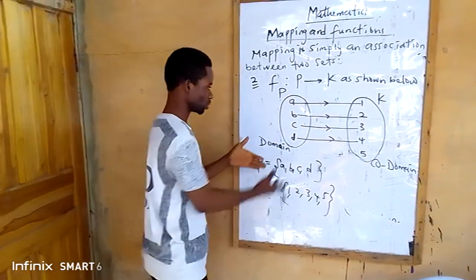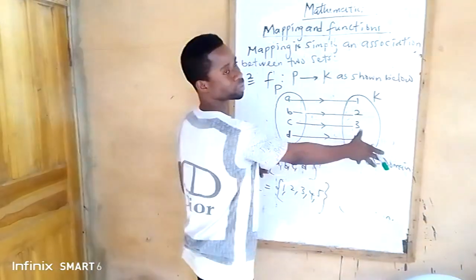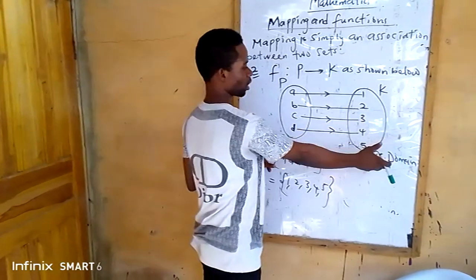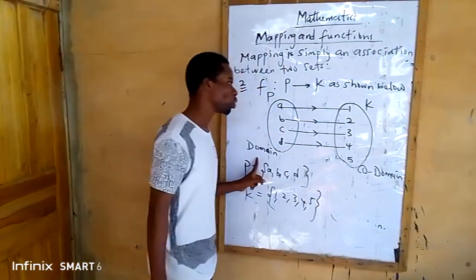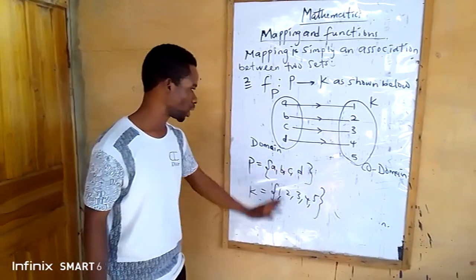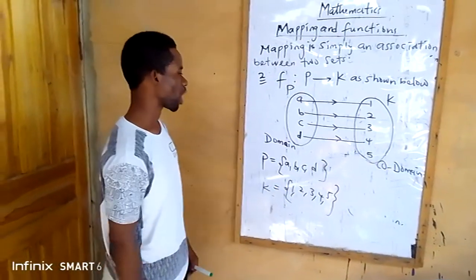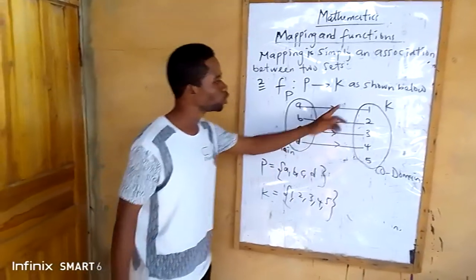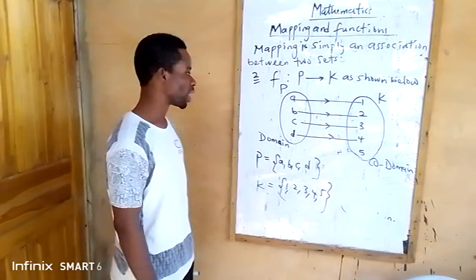The one at the left hand side there is our domain. The one at the right hand side is our codomain. The left here is our domain, the right there is our codomain. So you can draw the mapping diagram as shown here. Now, what are we going to say about this diagram on the board? If you look at the codomain, the elements are real numbers.